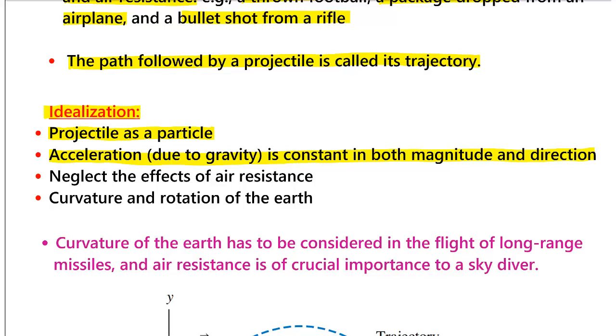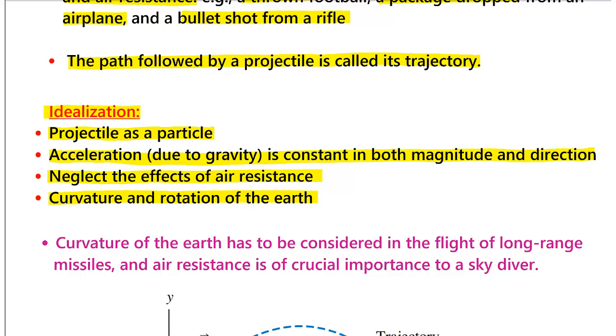And the third idealization is to neglect the effect of air resistance. As you know, any kind of fluid applies a resistance force. It can be air or it can be a fluid like water. So all apply resistance. In this video, we will assume that there is no air resistance. So we are assuming that air resistance is absent, and that's why we can ignore the force coming from air resistance and we can apply simple equations. And finally, we are making another assumption, that the curvature and rotation of Earth is absent. So we are neglecting the curvature and rotation of the Earth.